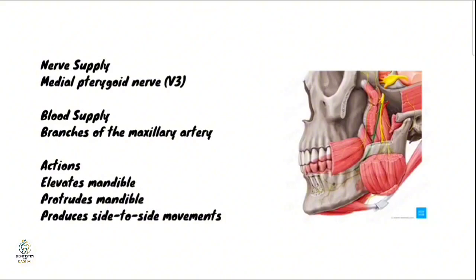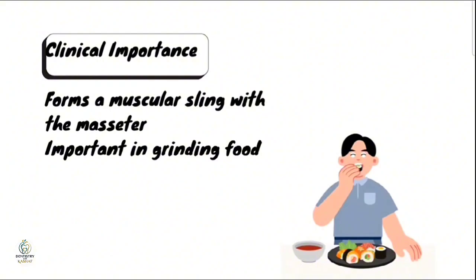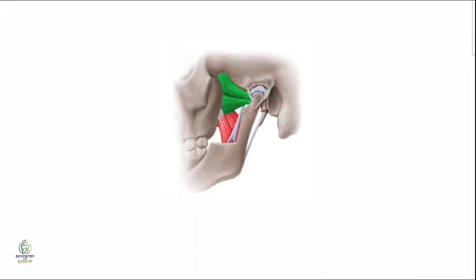Okay. What are the actions of this specific muscle? Our medial pterygoid elevates your mandible, like it closes your mouth, protrudes the mandible, and also produces side-to-side movement, like your grinding, your chewing movement. Then clinical importance: it forms a muscular sling with the masseter, working with it and helping in grinding and chewing your food.